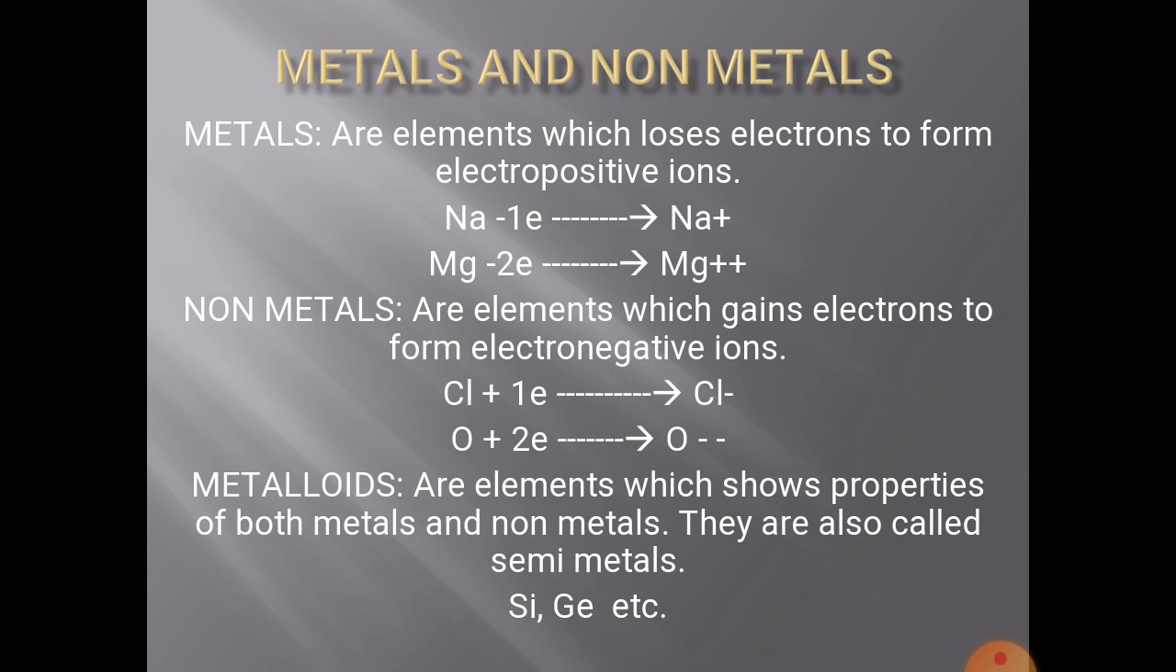What are metalloids? Metalloids are elements which show characteristics or properties of both metals and non-metals. Sometimes they are also called semi-metals. Examples of metalloids or semi-metals would be silicon, germanium.